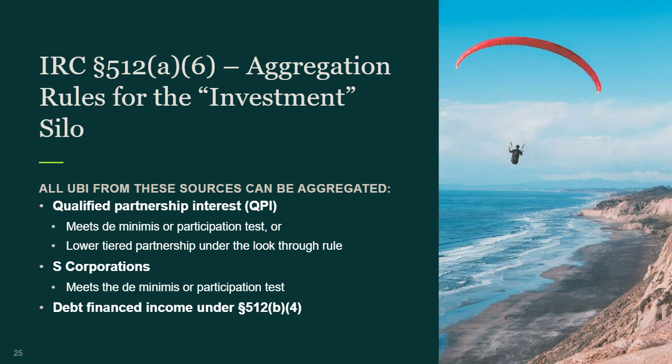So just to summarize again, all UBI from these sources, qualified partnership interests, S corps, and debt financed income can be aggregated as one activity. So now it's just determining if they fall into any of those categories.